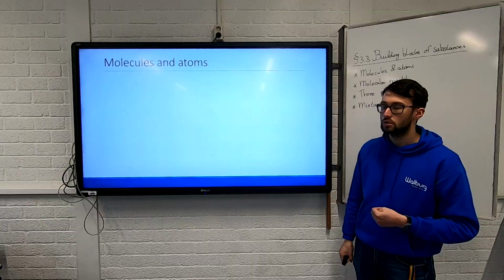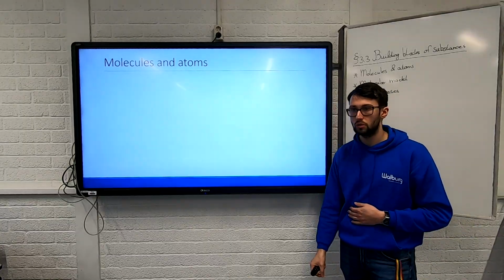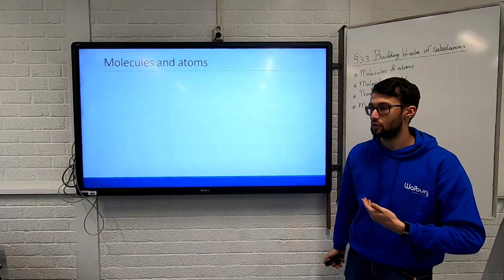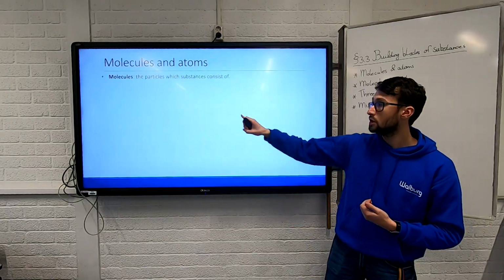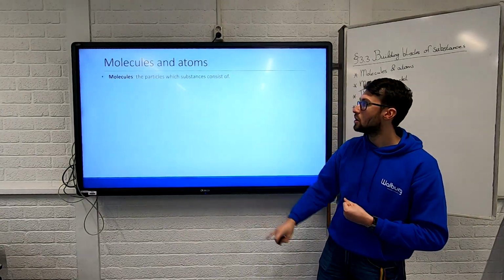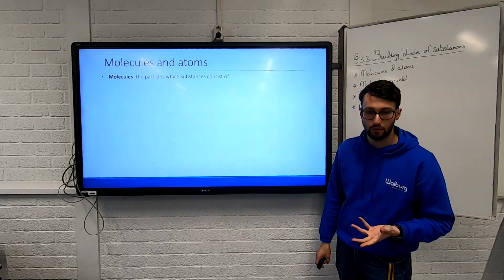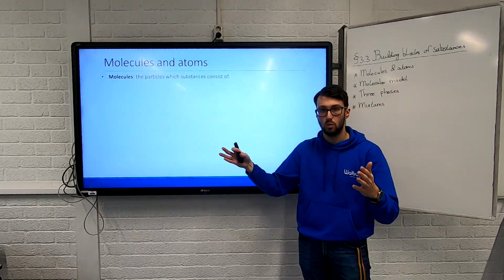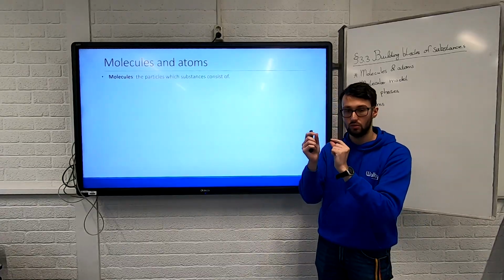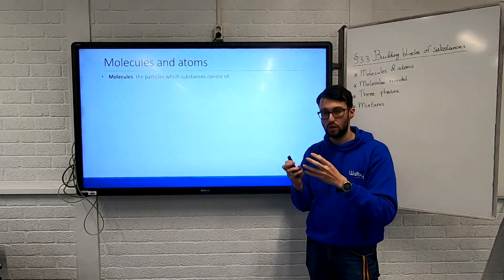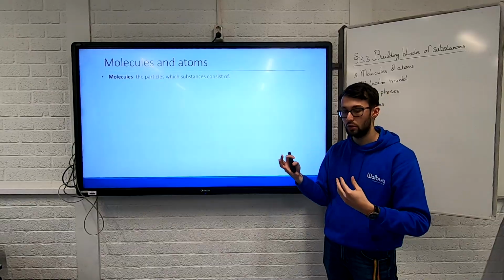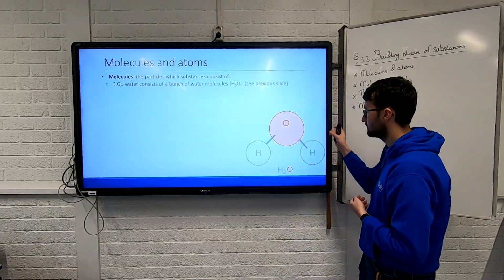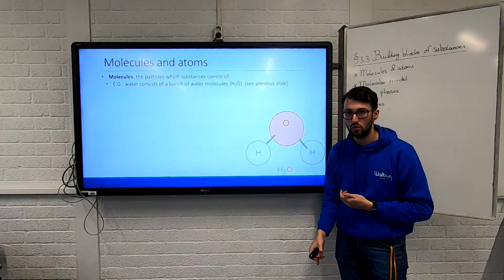To talk about that a little bit more, we're going to make a difference between molecules and atoms. First of all, molecules are the particles which substances consist of. As you saw in the previous image, water consists of all those spheres connected to each other and then floating through each other. And as I said, one singular molecule looks like this.